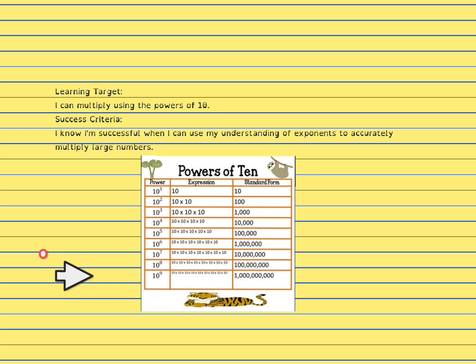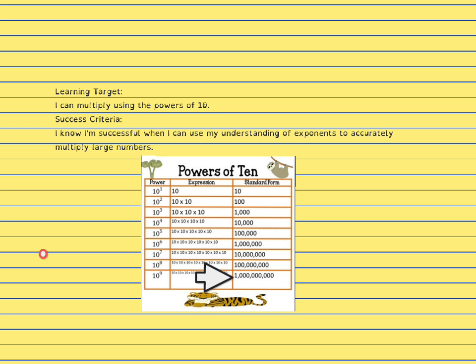Let's begin with standard form. When we use standard form, we are just writing a number using its digits. For example, the standard form of 10 is 1, 0. The standard form of 100 is 1, 0, 0. And as you can see, this entire column going down has the numbers in standard written form.